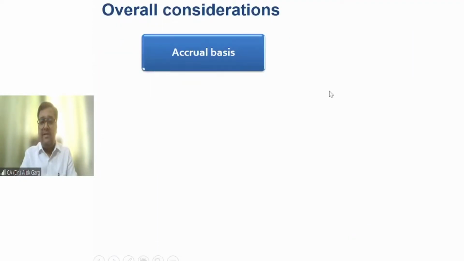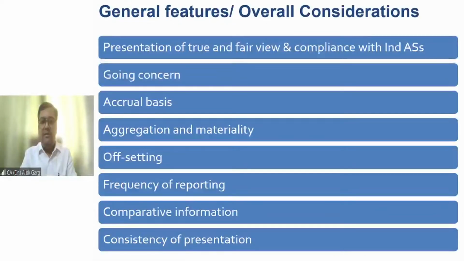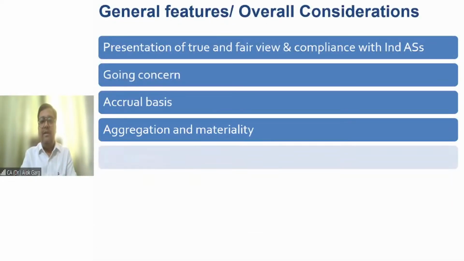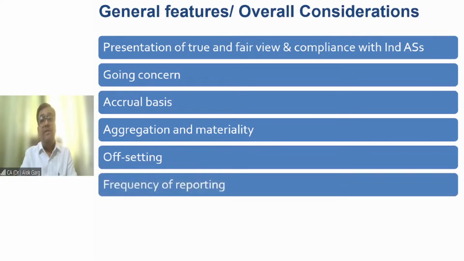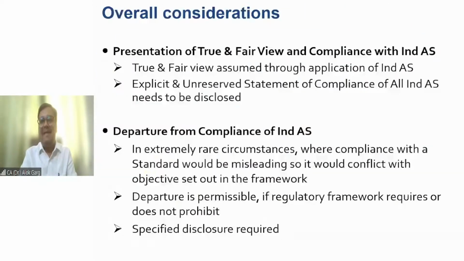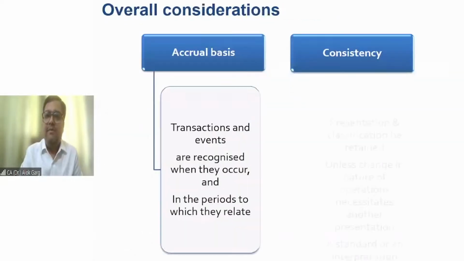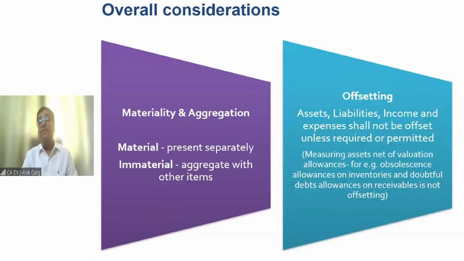Materiality and aggregation we discussed. Then the next one is offsetting, right? What is meant by offsetting? Offsetting means setting off. Assets and liabilities, income and expenses shall not be offset unless required or permitted by Ind AS. Or I can say that assets and liabilities can be offset, and income and expenses can be offset, if it is permitted by Indian accounting standards.